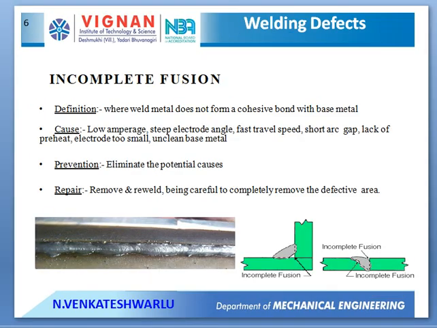Next is incomplete fusion. Due to low amperage, high weld speed and short arc gap, this incomplete fusion defect occurs. That means the weld bead is not completely melted. The defect is called incomplete fusion, and this can be prevented by increasing the amount of heat supplied and by decreasing the weld speed, so this defect can be rectified.